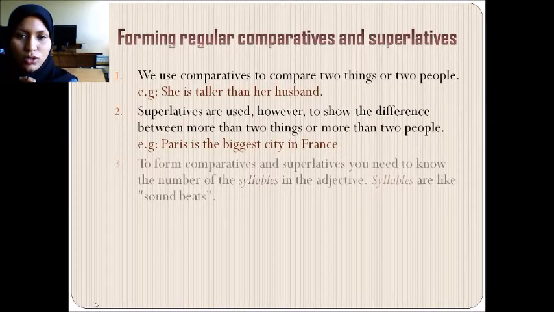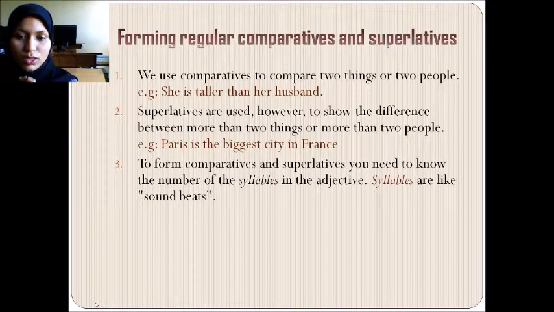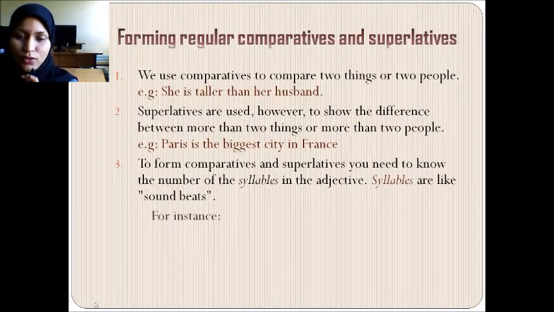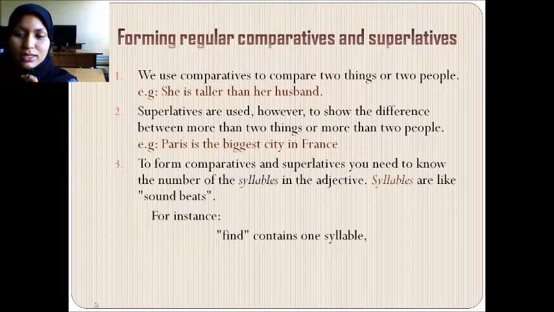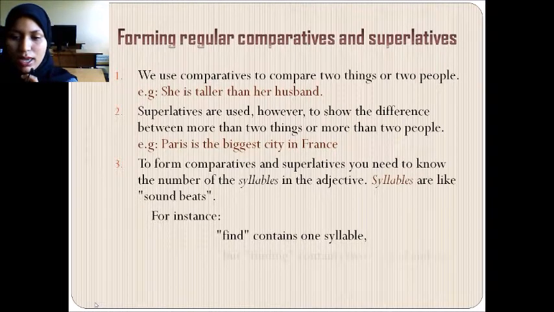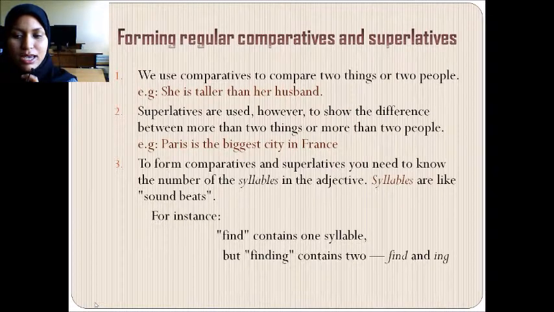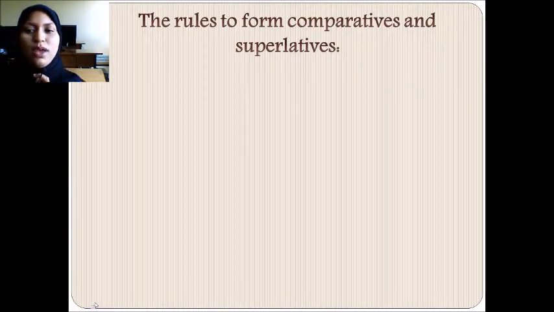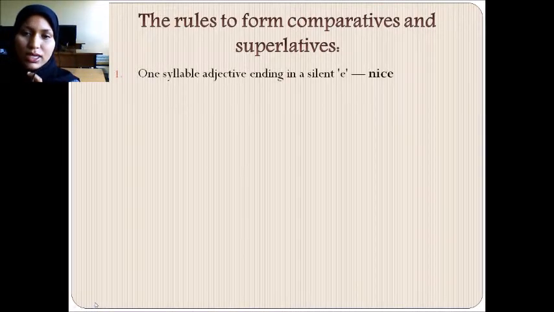So the third use is to form comparatives and superlatives. You need to know the number of syllables in the adjective. Syllables are like sound beats. So for instance, find contains one syllable, but finding contains two, find and ing. So the rules to form comparatives and superlatives are very simple.